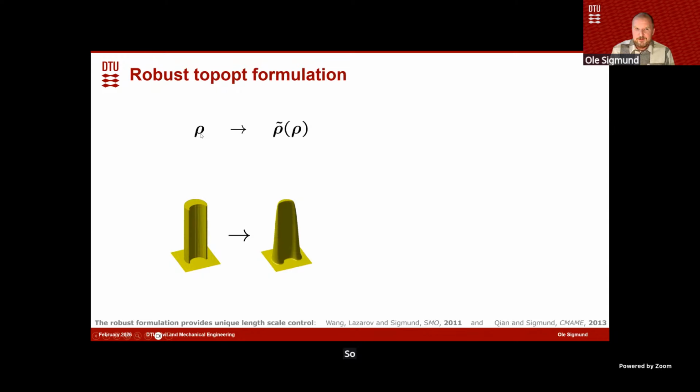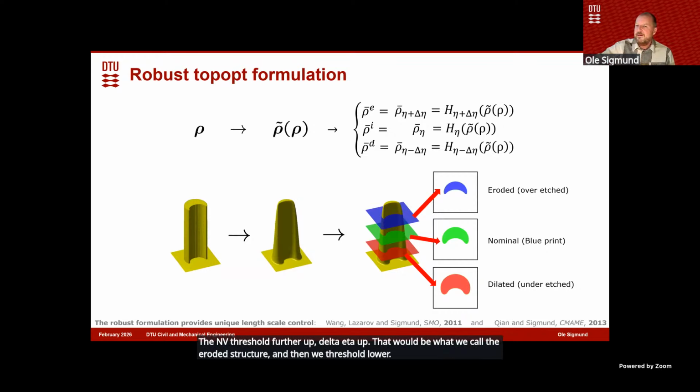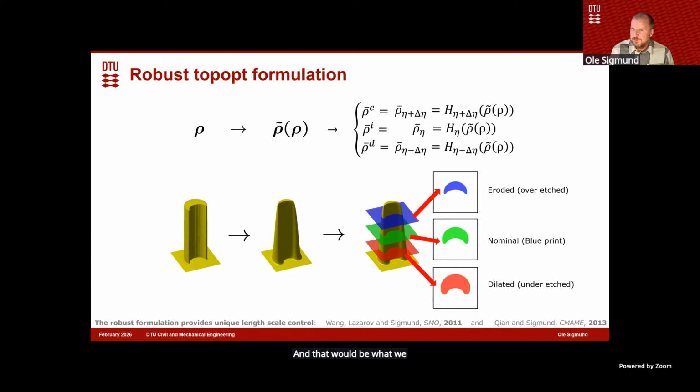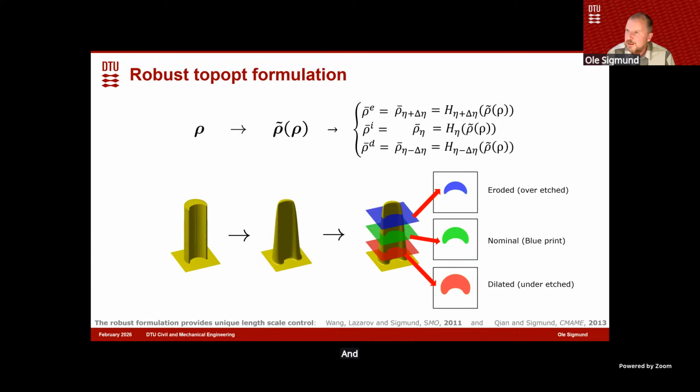So again, we have our design variables, we have the filtered variables, but then we do this thresholding. So we threshold at 0.5 density, then we threshold further up, delta eta up. That would be what we call the eroded structure. And then we threshold lower, and that would be what we call the dilated structure. And we can actually do all kinds of proofs of what the difference between those 3 levels will be when we know the filter size. And so we should be able to say something about theoretical length scale and stuff like that.